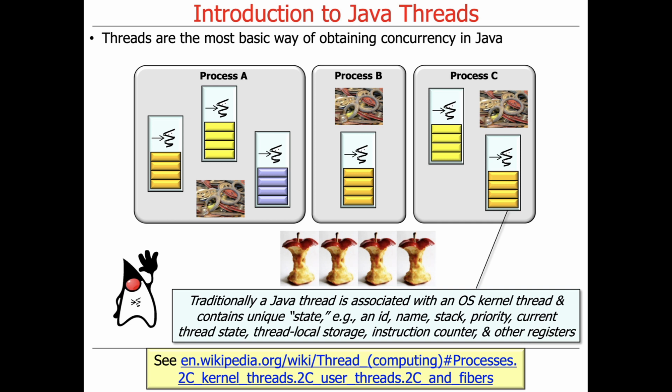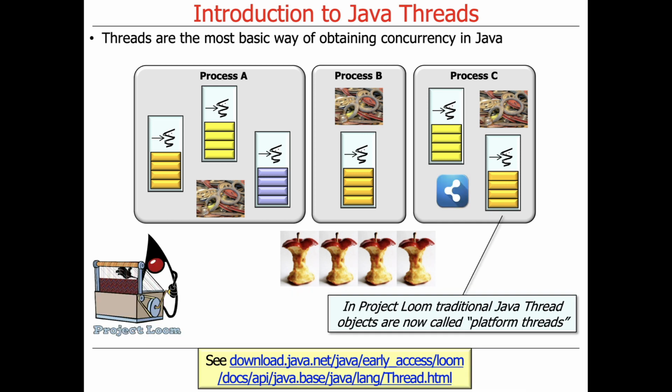Is it waiting? Is it blocked? And so on. So-called thread local storage, which is storage that's local to the thread. An instruction counter, which keeps track of where you are in your instruction sequence, your instruction stream, and any other registers like a frame pointer and so on.